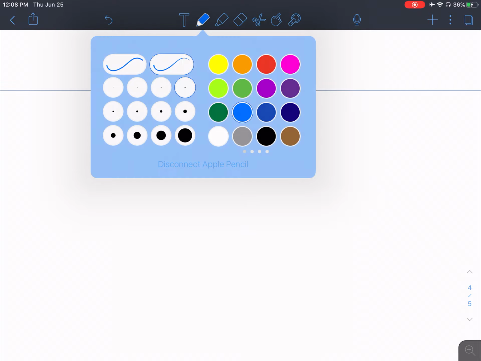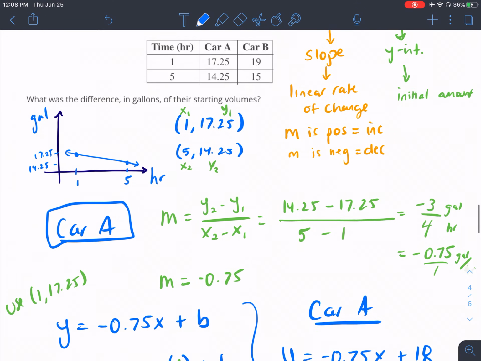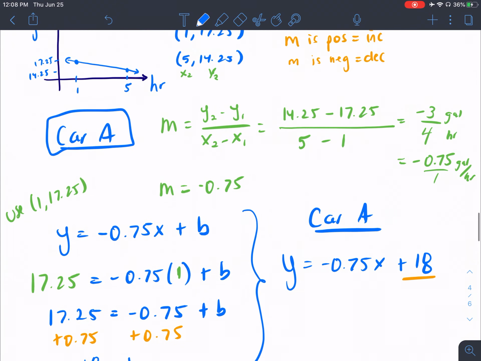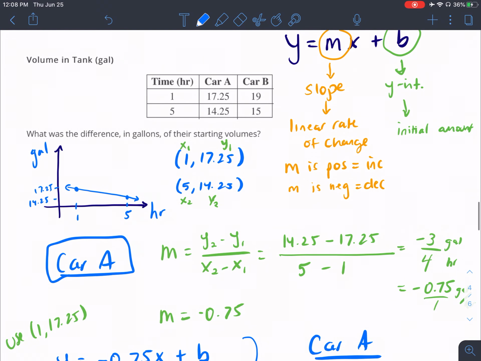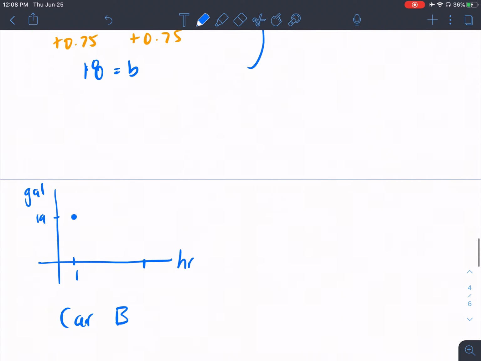So let me do a similar kind of thing here. We know that now this is going to be hours and gallons. This is for car B. And the table tells us that within 1 hour, I have 19 gallons, and in 5 hours, I'll have 15 gallons. Let's say that's over here.